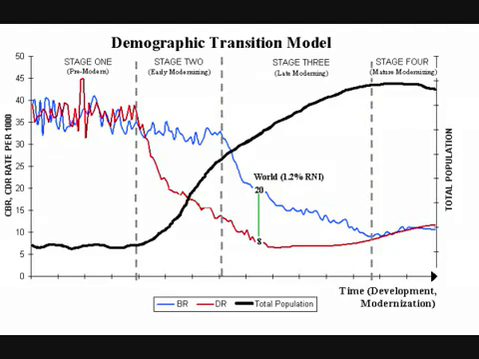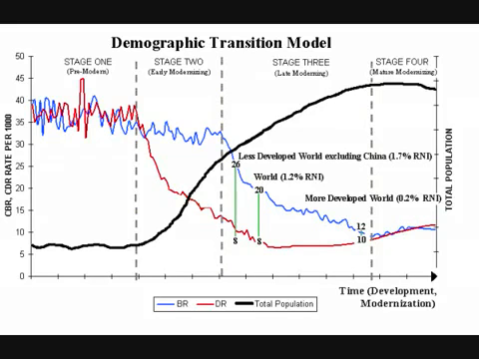But if you break that down by subregions, in terms of levels of development, here's what you see. The more developed countries of the world have only a 0.2% rate of natural increase. They're sort of right there poised at the very end of stage 3, and a number of them are already into stage 4. If you look at the less developed countries of the world, excluding China, somewhere toward the very beginning of stage 3 with a 1.7% rate of natural increase. And if you look at the least developed countries of the world, they're still back somewhere in stage 2, growing by natural increase at about 2.4% annually.